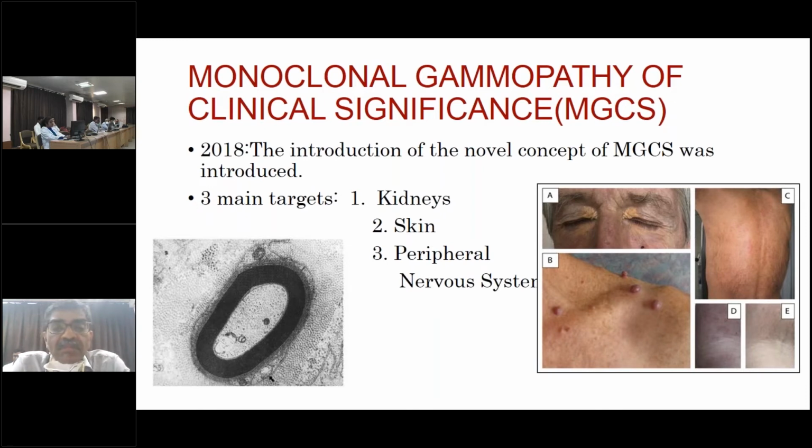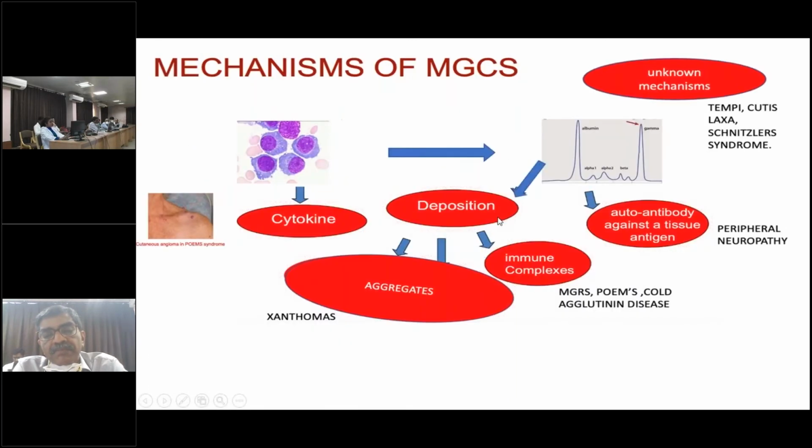So then the novel concept of monoclonal gammopathy of clinical significance was introduced, because the skin, the nervous system, and the kidneys seem to be the primary targets of these monoclonal gammopathies. So what exactly is monoclonal gammopathy of clinical significance? We have these clonal plasma cells which are not yet malignant, and they produce our M protein.